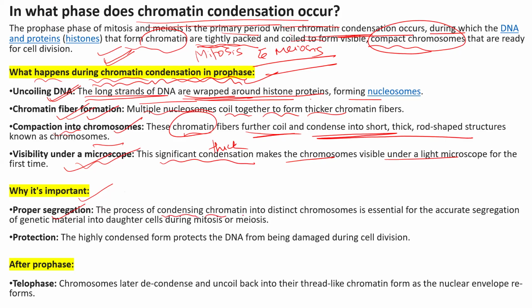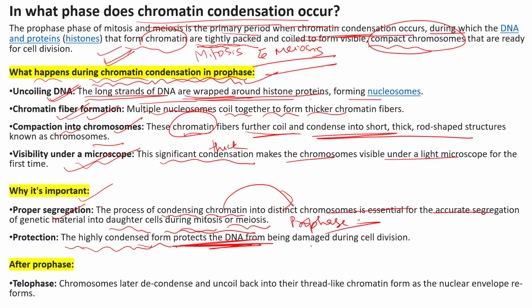The process of condensing chromatin into chromosome is important for accurate separation of genetic material into daughter cells during any division, either mitosis or meiosis, so it occurs in the prophase stage. It helps in protection also. The highly condensed form protects the DNA from being damaged during cell division. So it is compact. When cell division takes place, the DNA will not be harmed. So that is why it is important.